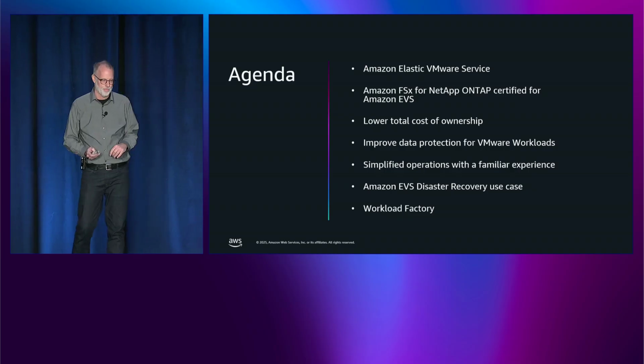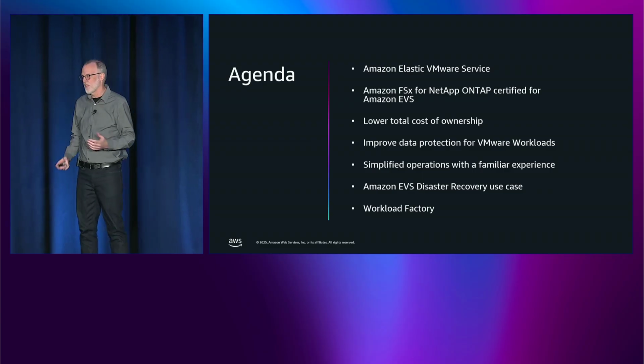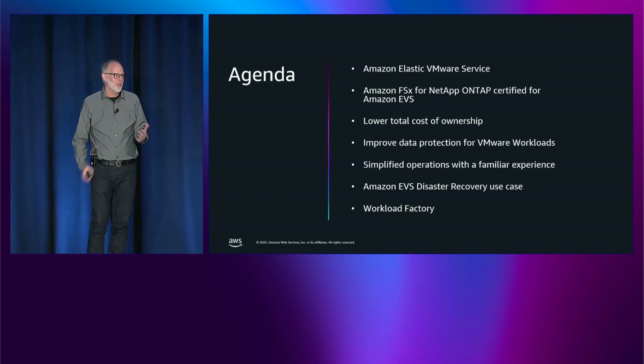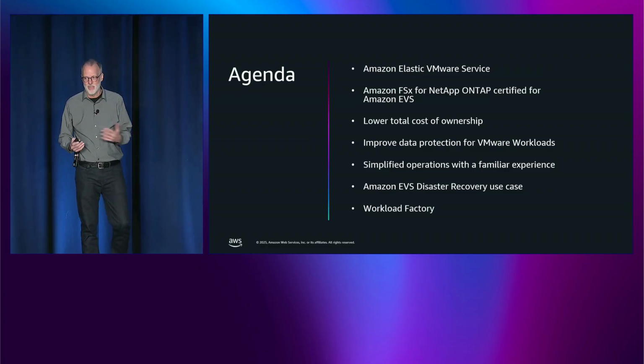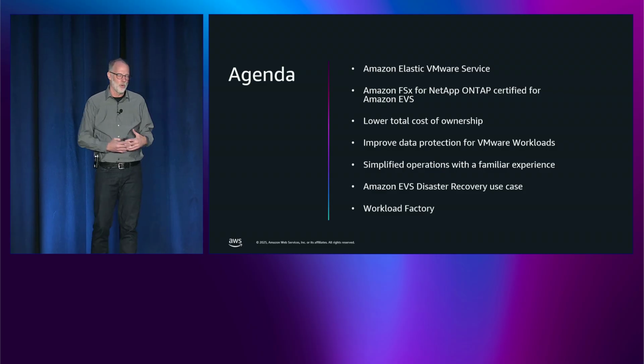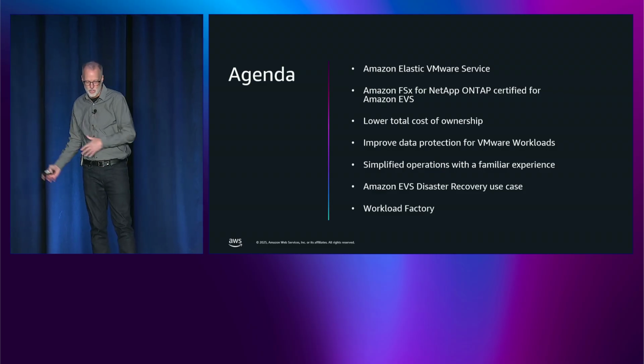And so today, I'm going to talk to you about how you can leverage FSx for ONTAP to help optimize the storage cost for your Amazon Elastic VMware deployments. So from an agenda, from a very high level, we're going to start by leveling set on what EVS is. This is a relatively new service, so what are the main functions and features of it.